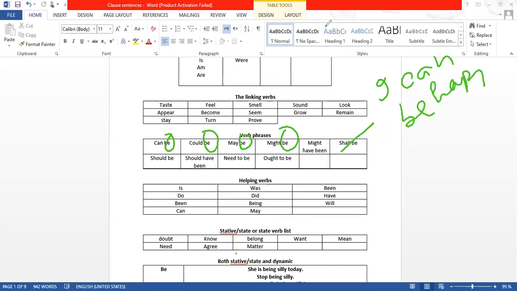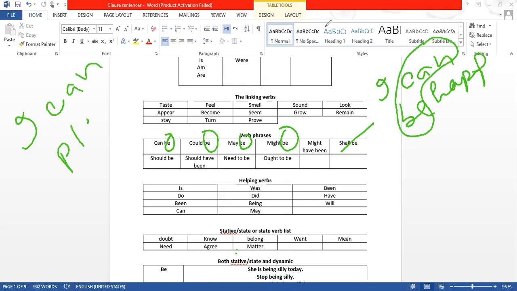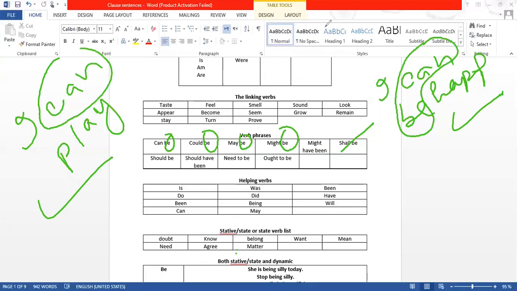Now, this is a state word, this is a state verb phrase. And if I say, I can play, this one is different. Do you get it? Right? So one is the state verb, the first one is the state sentence, and this one is the action sentence. And it has this helping verb, linking verb, or a modal verb.